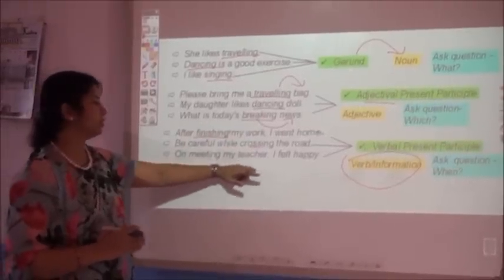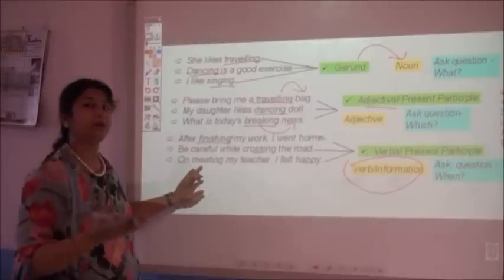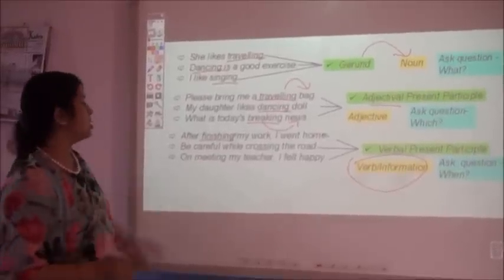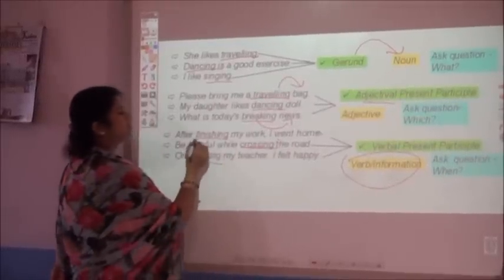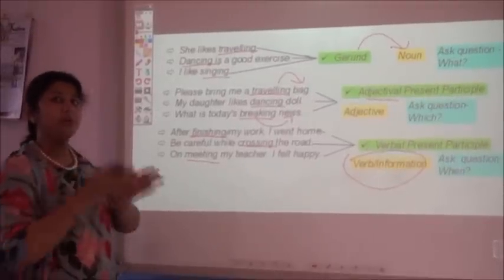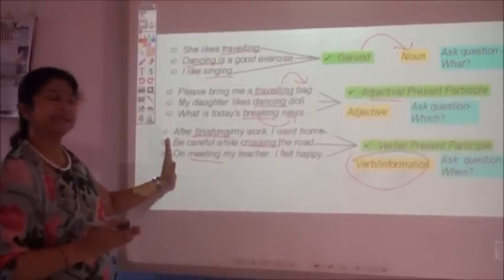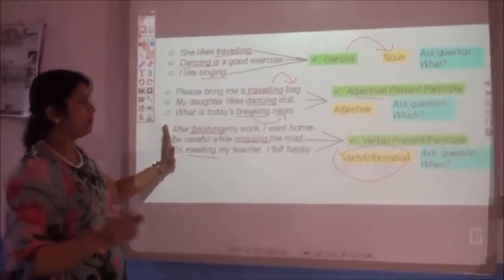On meeting my teacher, I felt happy. Okay, on meeting, something is going on. I met with someone, some action was there. Okay, so meeting is also ing verb, crossing is also ing verb, finishing is also ing verb, which are not having helping verb and which are behaving as an action in these sentences, and that's why these all are called non-finite verb. Which kind of?